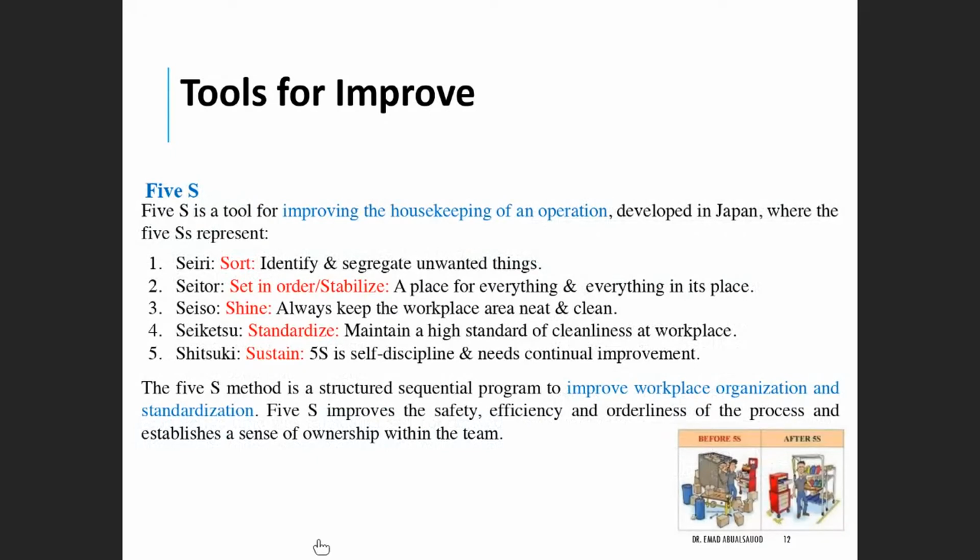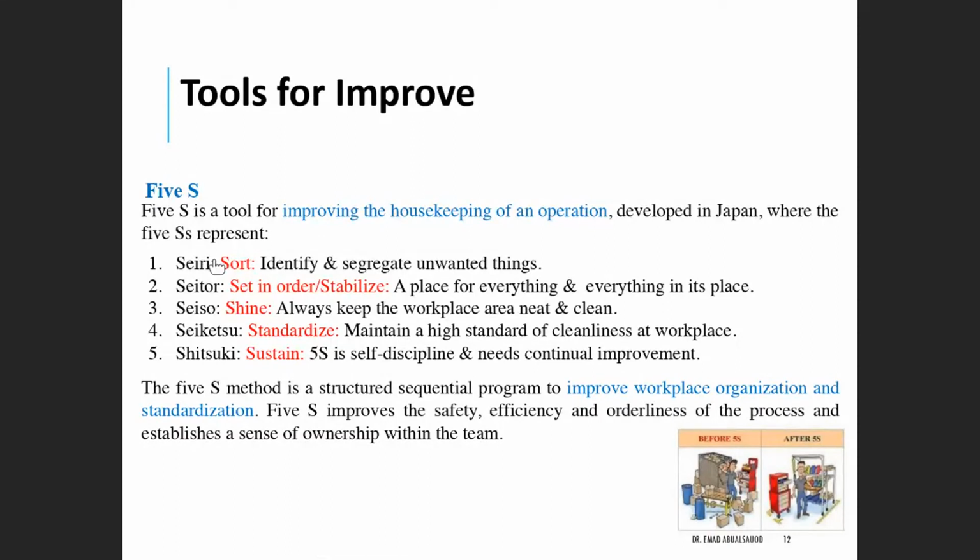The 5S is covered in the Six Sigma review session. Here, we give more details about it. It's a discipline itself, the 5S. It improves the housekeeping of an operation, the workspace and the organization, by implementing a sequential program called the 5S.